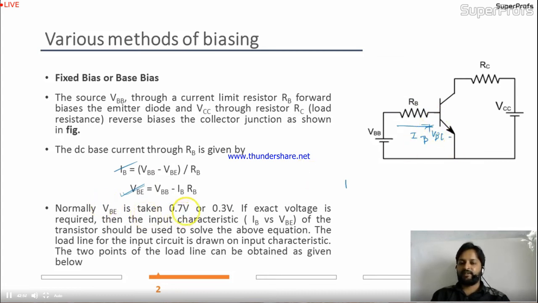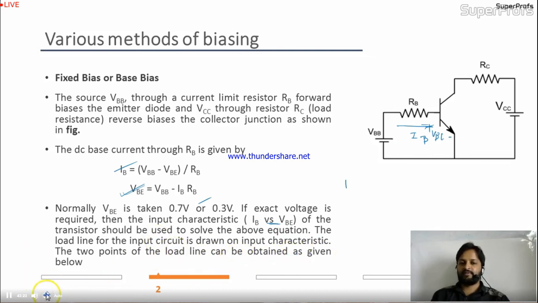Normally VBE is taken as 0.7 or 0.3. If the exact voltage is required, then the input characteristics, IB and VBE, the input characteristics of the transistor, should be used to solve the above equation. Now the load line, see, the load line for the input circuit is drawn on the input characteristics. The two points of the load line can be obtained as given below.